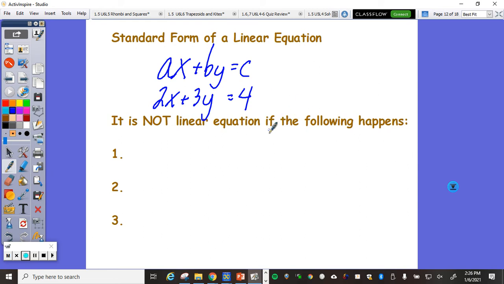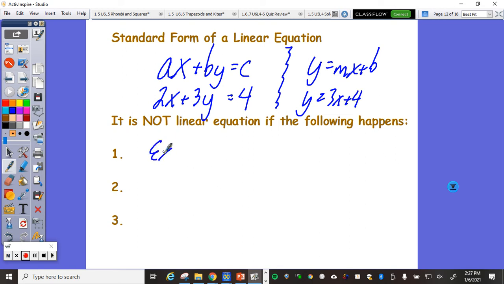Okay. I can see. All right, now, if I'm looking at an equation, you have to be able to tell whether or not it's linear or not. Let's just look at an example here real quickly between these two. Y equals mx plus b would be something like y equals 3x plus 4. Now, if I'm looking at an equation, it is not linear if the exponent for the x value, or any variable, is greater than 1.